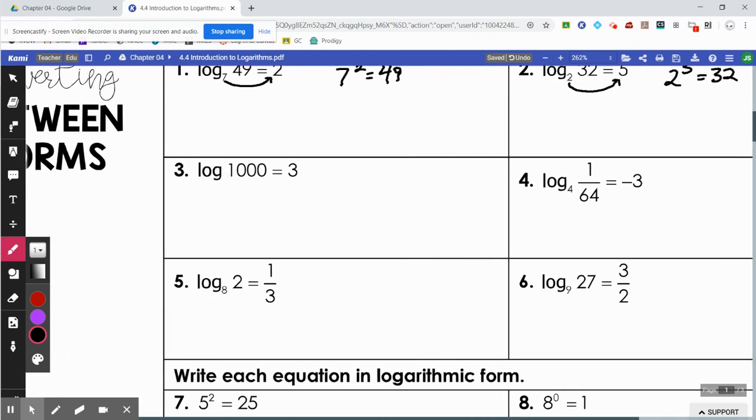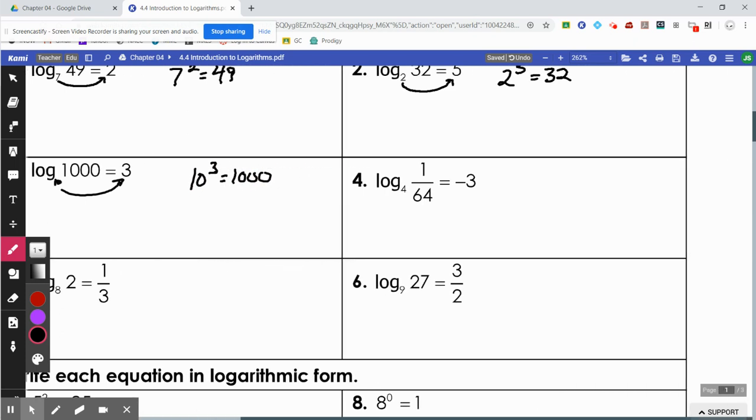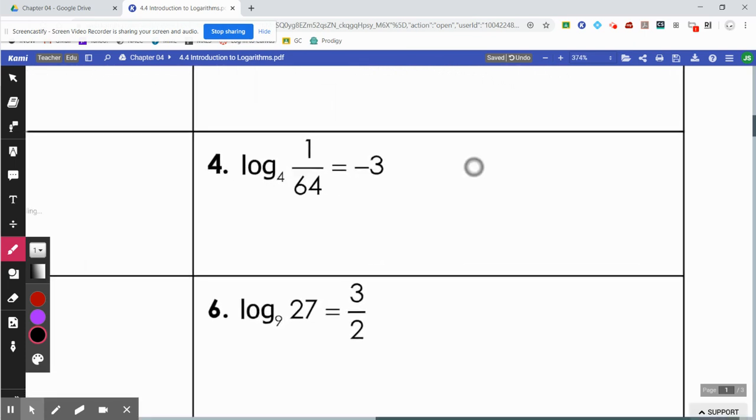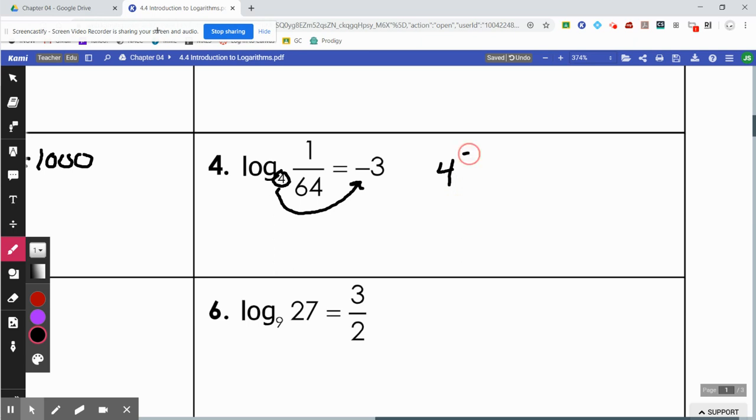Next one, log of 1,000 equals 3. Now, if there's no number, again, that's called a common log. The base is 10. This would be 10 to the third power is equal to 1,000 is how we rewrite this. The base here is 4, 4 raised to this power. Let me zoom in a little bit. 4 raised to the power of negative 3 is equal to the argument 1/64.